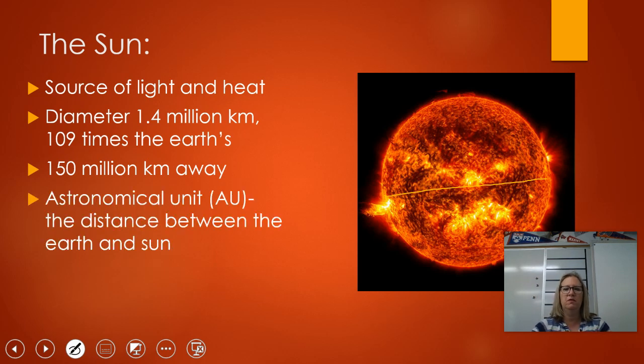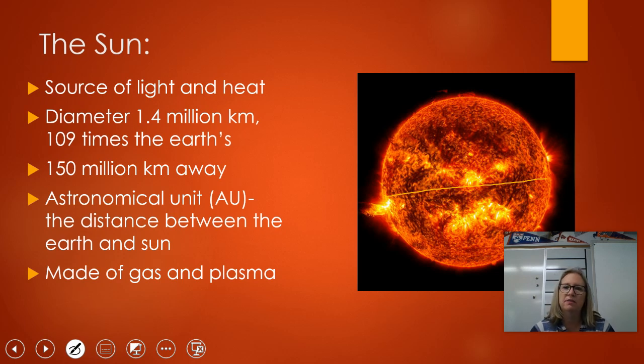And so astronomers have come up with the astronomical unit to refer to that distance. So one astronomical unit is the distance from the Earth to the sun. And they use that to talk about things that are even farther away. If something is 50 astronomical units away, that means it's 50 times farther than the sun is from the Earth.